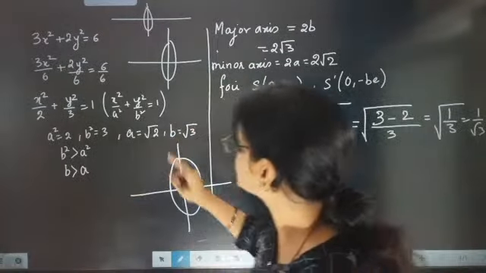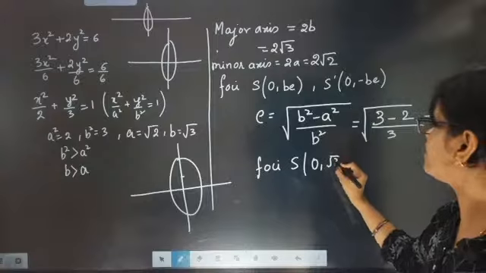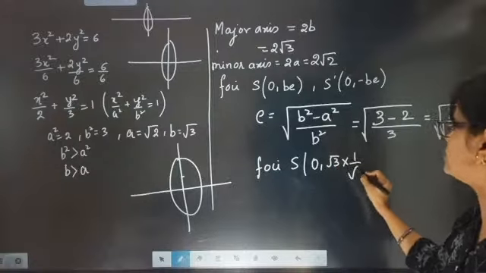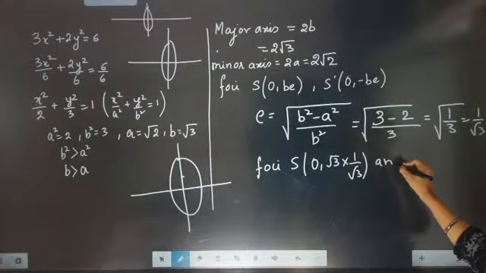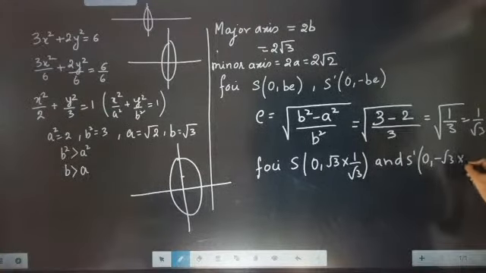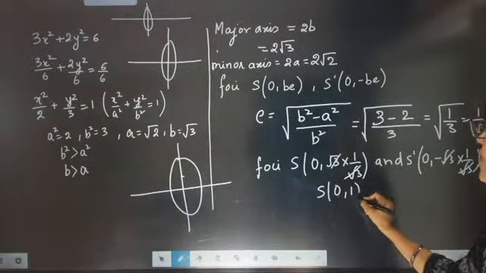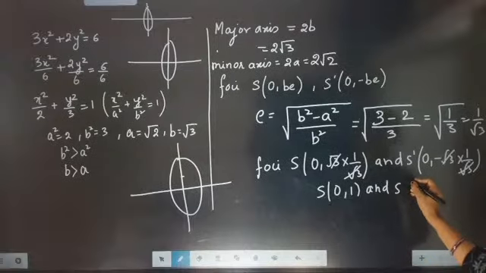b is coming as root 3. So it is going to come as root 3 into 1 by root 3. And for s dash foci, what will this be? It will become 0 minus root 3 into 1 by root 3. So this will cancel, and foci will be coming as 0 comma 1 and 0 comma minus 1.